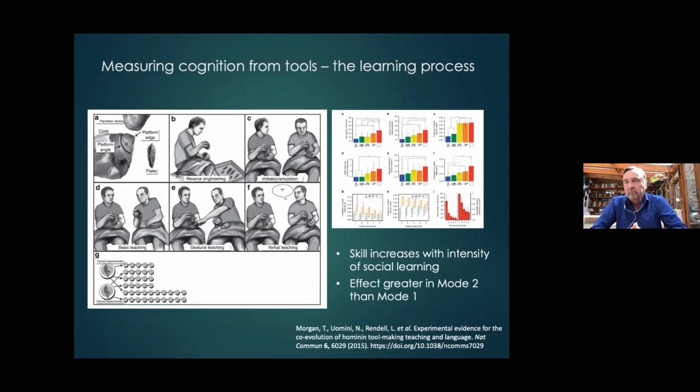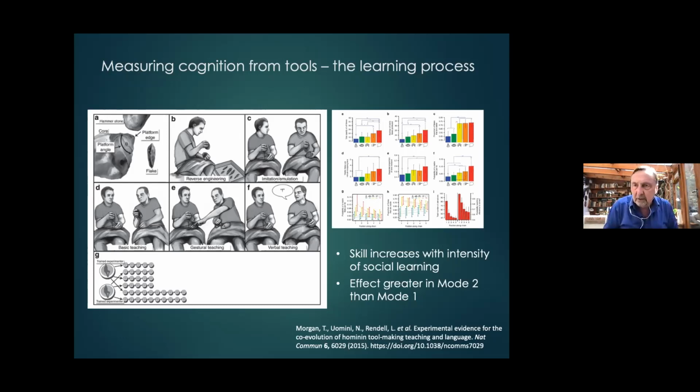They could reverse engineer. Here's a stone tool, work out for yourself how to make it. They could watch somebody else making it. They could have basic teaching or gestural teaching. I'm not quite sure what the difference is between the two, or they can have verbal teaching. And the interesting thing that comes out of this experiment is that, not surprisingly, the more sophisticated it is, the bigger the successful outcome. So teaching and gesturing did have an advantage. But one of the most interesting things was they found that the effect of language was much greater in mode 2 than in mode 1. So in other words, language didn't make that much difference.